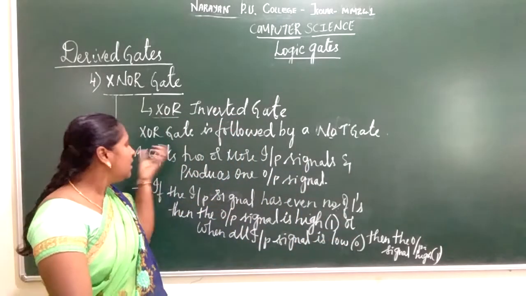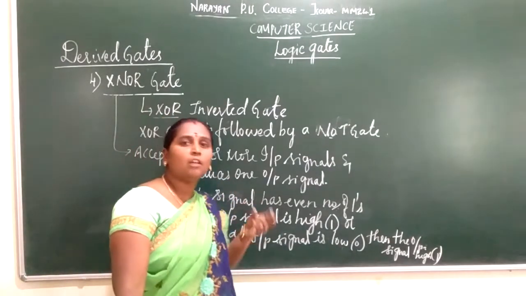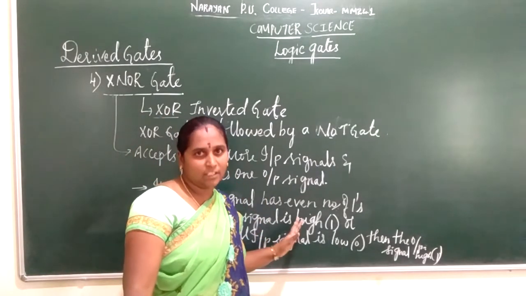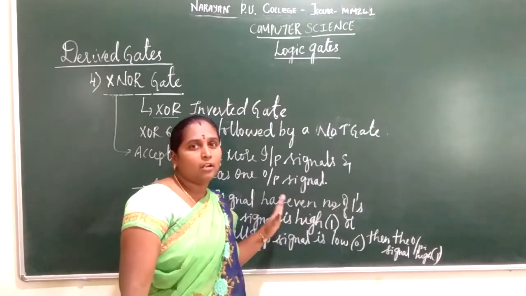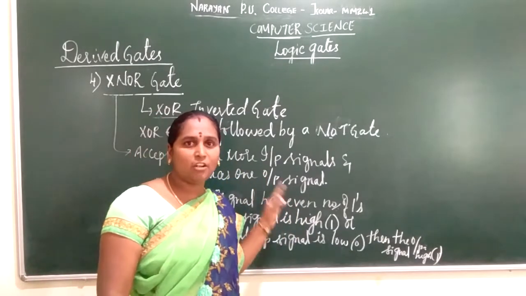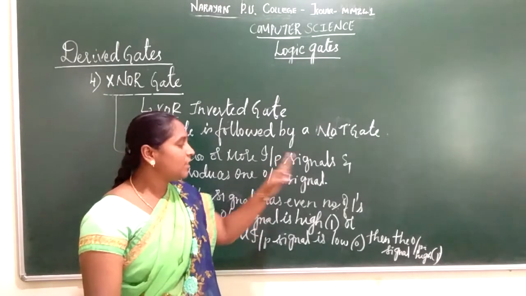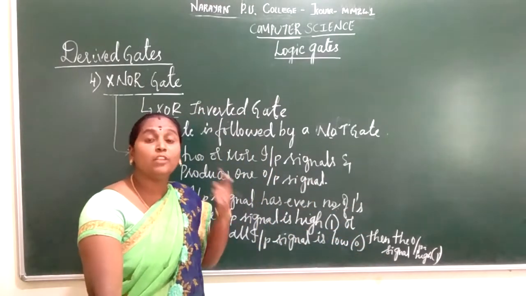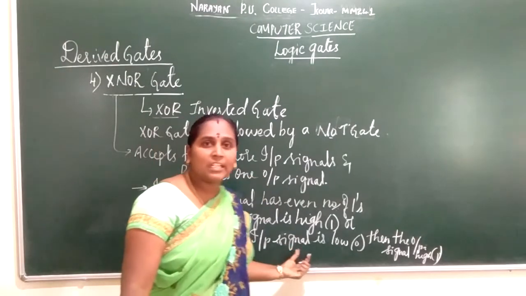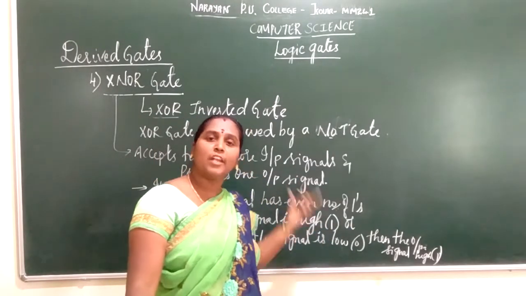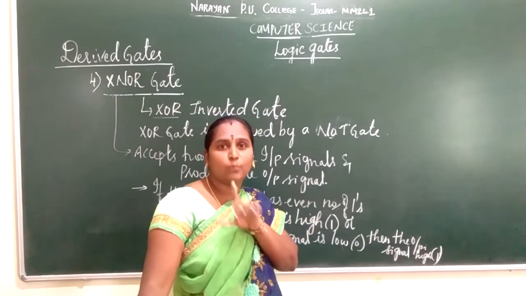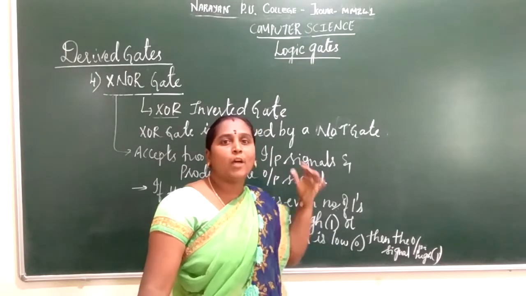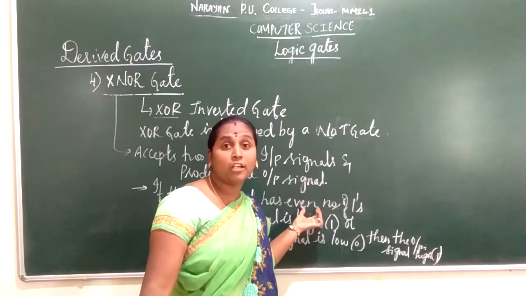Once I explain, the XNOR gate is going to produce your output signal as 1 when you have an even number of ones in your input signal. And not only for an even number of ones, even when all the input signals are low, it is going to produce the output as 1. Only when you have an odd number of ones does the condition fail, producing a low voltage.